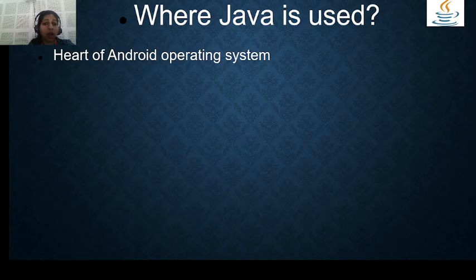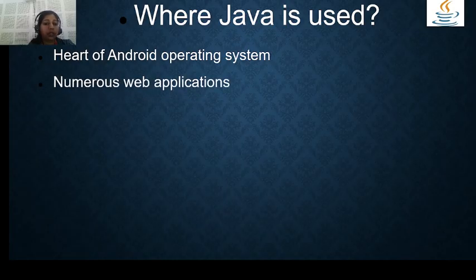Java is used because it is the heart of the Android operating system. The core libraries of Android use the standard Java programming language. For example, the Android Gradle plugin 3.0 and later supports Java 7 and a subset of Java 8. It is also used in numerous web applications such as online forms, tally, voting polls, online stores, flight booking, ticket booking, and many other login applications.